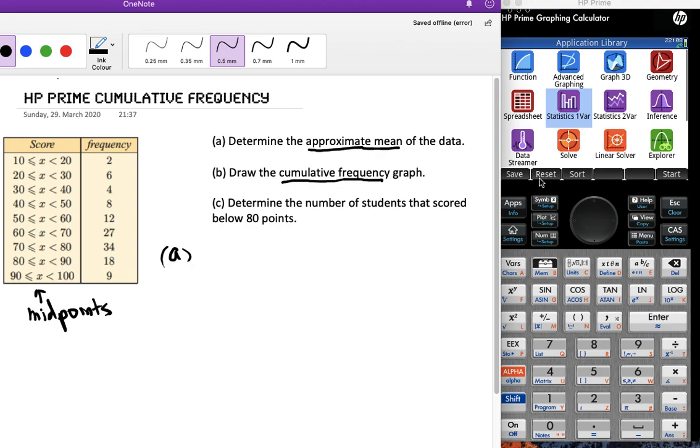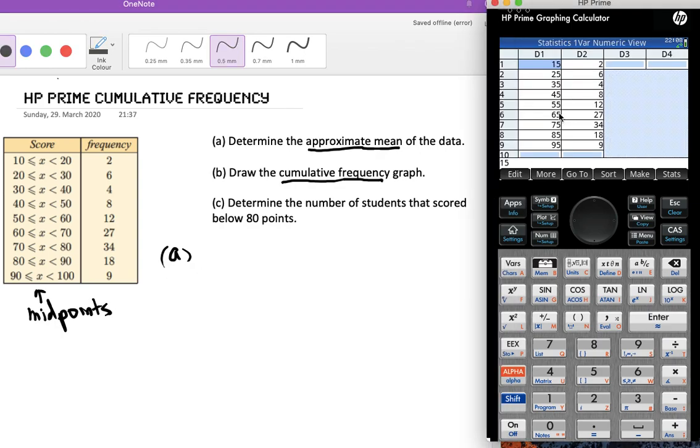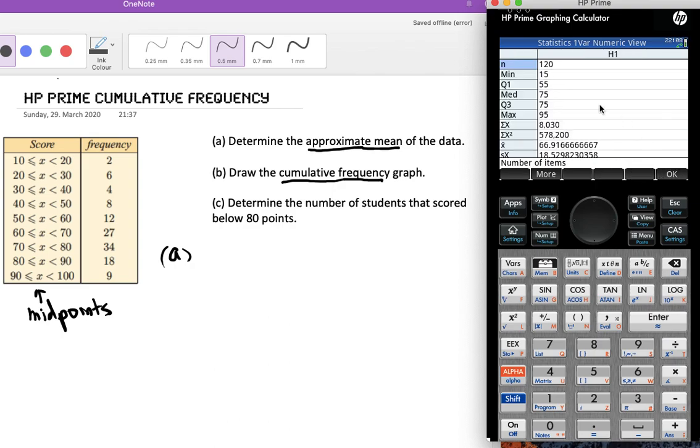Okay, so we're going to go to Apps and One Variable Stats, and I already have it here from before because I messed up and I have to record this again. So I have my midpoints in D1 and my frequency in D2. Once I have this, I can just hit Stats, okay? But I don't know if this is correct or not.